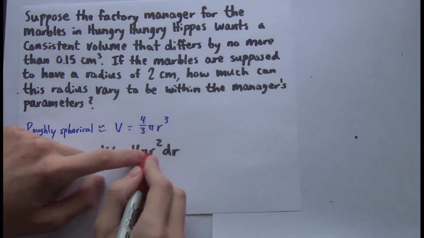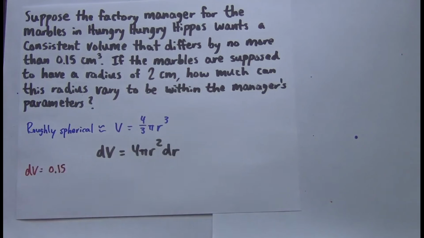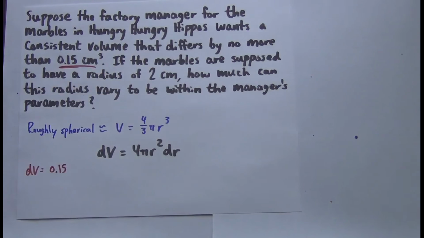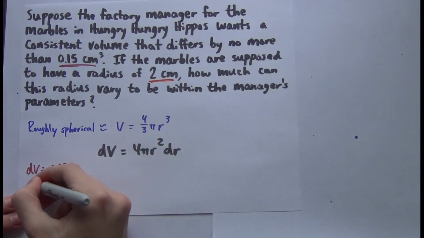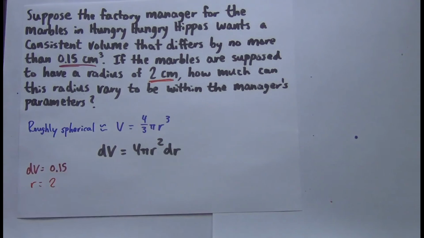And on average, the radius is given to be 2. So maybe I should highlight this. The radius is given to be 2. So I know that my radius is just 2, and I can solve for dr.